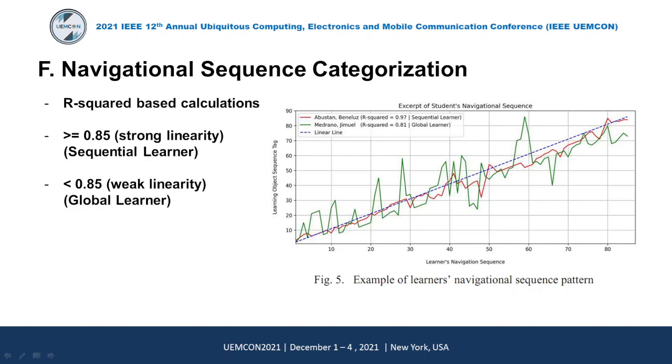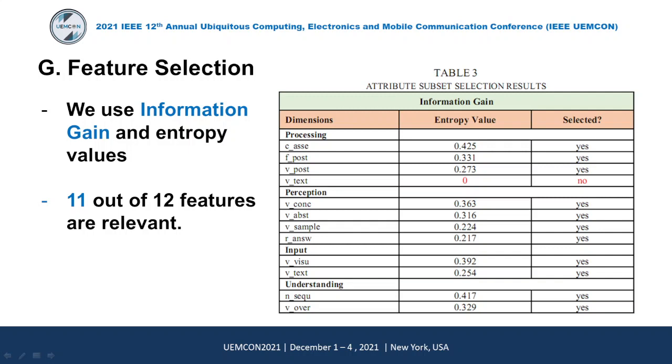So for the navigational sequence, we use a linear regression in order to classify sequential or global learners. Greater than or equal to 0.85 suggests strong linearity, and less than 0.85 for global learners suggests weak linearity. For the feature selection, out of 12, using information gain, we removed one variable for the processing dimension, which is the viewing of textual learning objects.